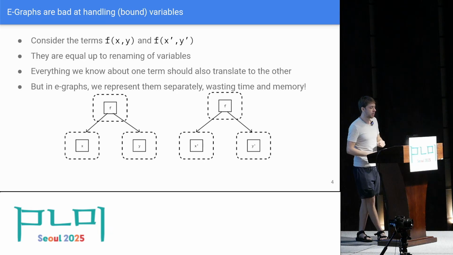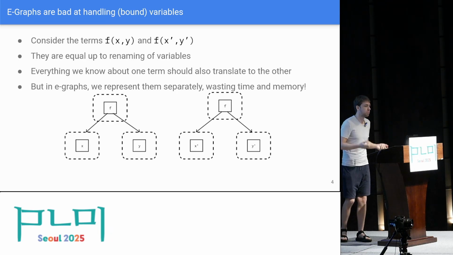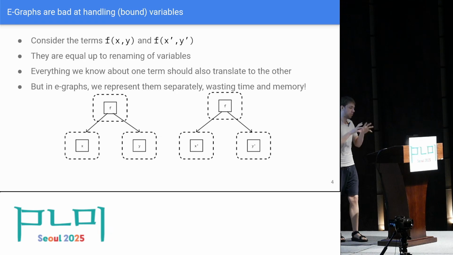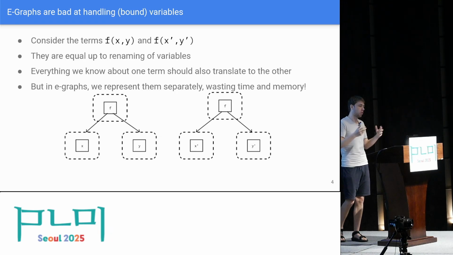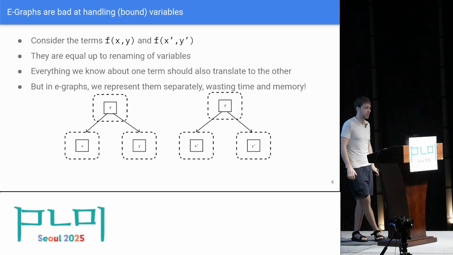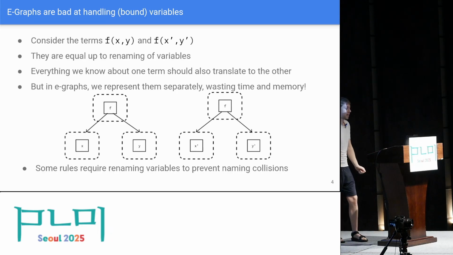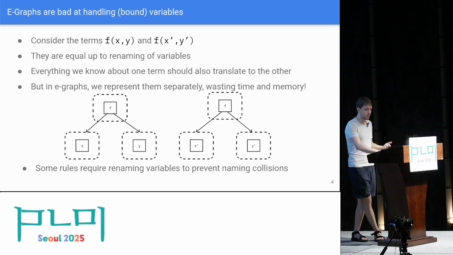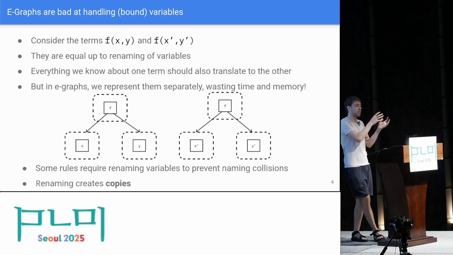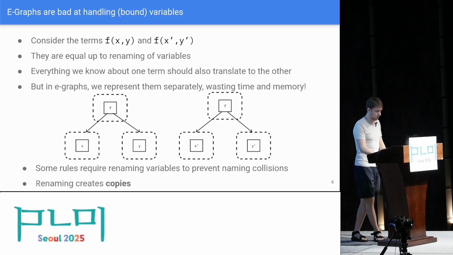But when we store this in an e-graph, we'll see how it's actually stored separately. So this knowledge that these are structurally the same term is not really exploited. So we actually pay by storing it twice, storing a copy, and also analyzing it twice and doing operations twice on it, which is costly, and we don't want to do that. And even worse, some of the rewrite rules we might apply might run into naming collisions, which then require us to actually do renamings. And as we've seen before, these renamings are exactly what creates copies, and that blows up the e-graph in size. That's unfortunate.